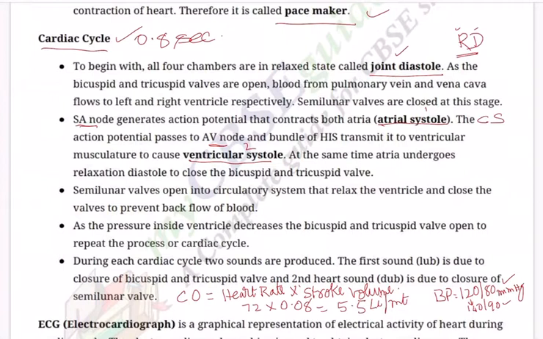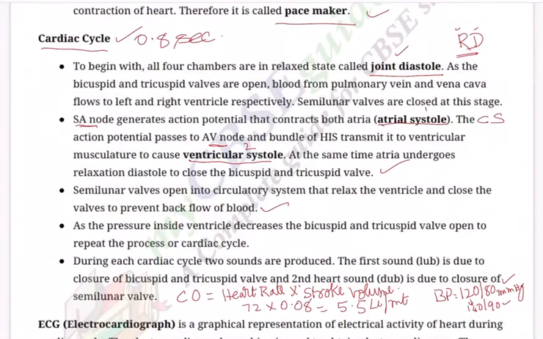The action potential passes to AV node, and bundle of His transmits it to the ventricular musculature to cause ventricular systole. At the same time, auricle undergoes relaxation, diastole, to close the bicuspid and tricuspid valves. Semilunar valves open into circulatory system, then relax the ventricle and close the valves to prevent backflow of blood.